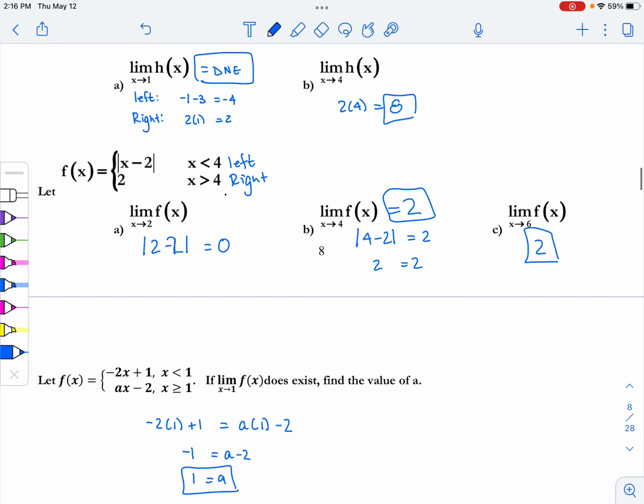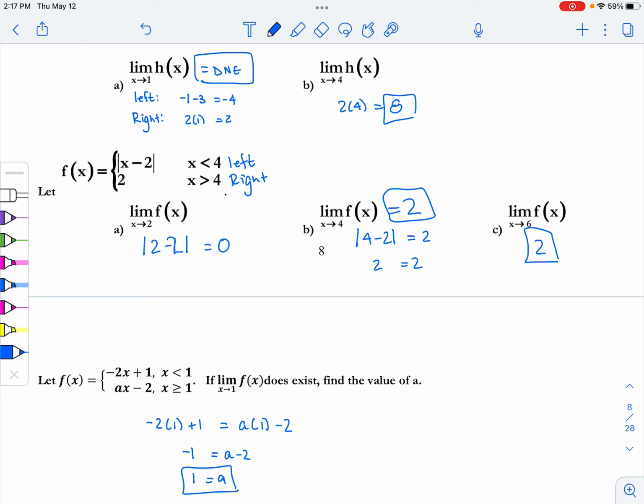We have an absolute value function and a totally horizontal line. Y equals 2 is a horizontal line. So the top equation represents the left side of 4. The bottom equation represents the right side of 4. So at 2, we just have to plug it into the top, get out a limit of 0.